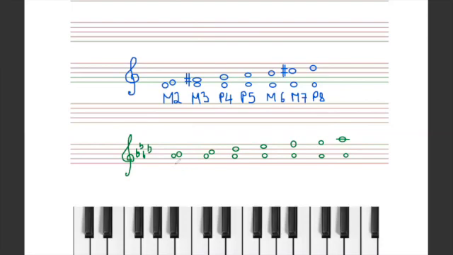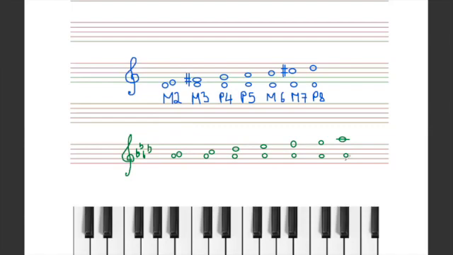This is a major second. This interval is a major third. This is a perfect fourth. This is a perfect fifth. This is a major sixth. This is a major seventh. And this is a perfect eighth.